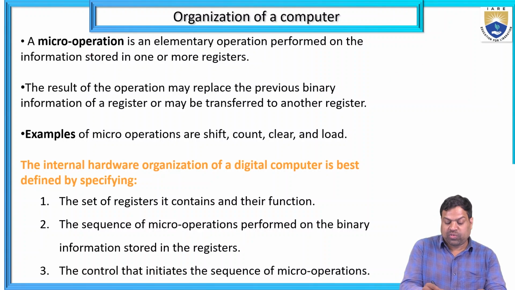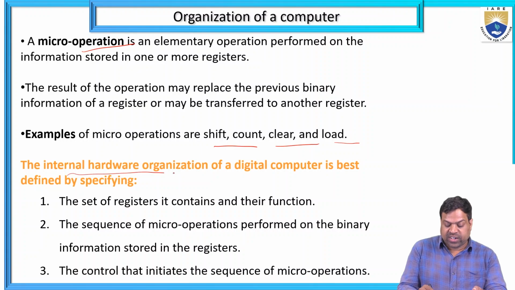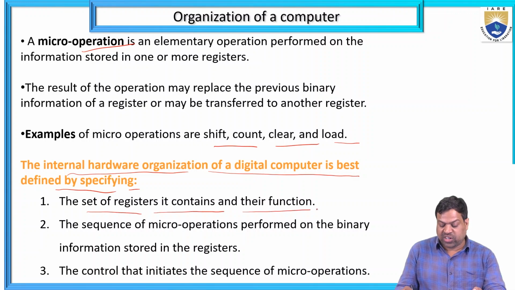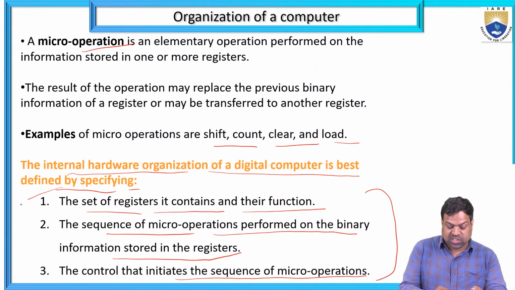So micro operations are shift, count, clear, and load. These are elementary operations performed on the information stored in one or more registers. The result of the operation may replace the previous binary information of a register or may be transferred to another register. This internal hardware organization of a digital computer is best defined by specifying the set of registers it contains, their functions, the sequence of micro operations performed on the binary information stored in the registers, and the control that initiates the sequence of micro operations. So these are the specifications.